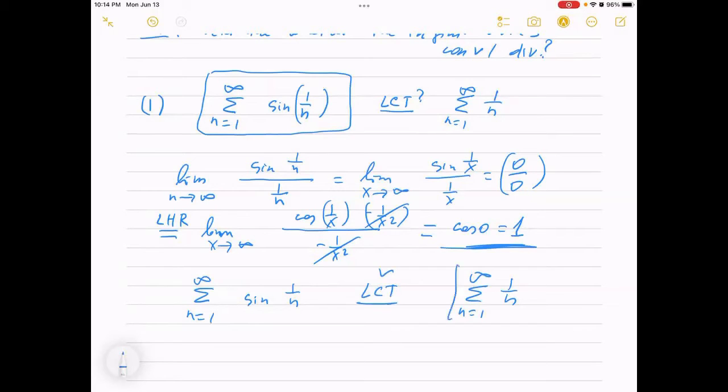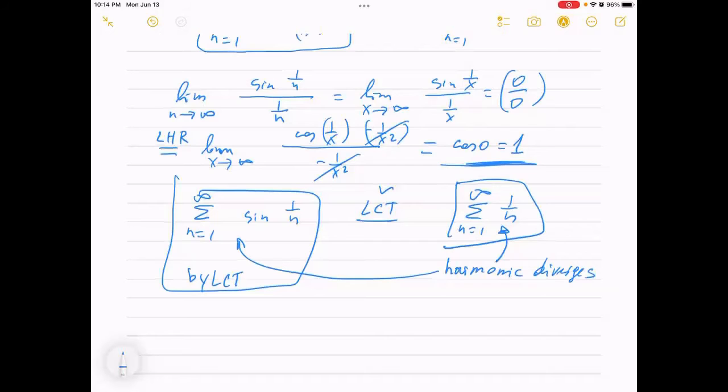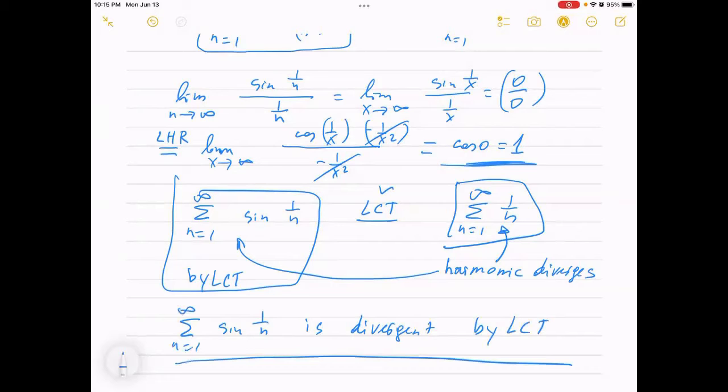So look at the second series. That is the harmonic series, and we know the harmonic series diverges. So by LCT, the original series does the same. So the original series sine of 1 over n is divergent by LCT. That's the conclusion for the first problem.